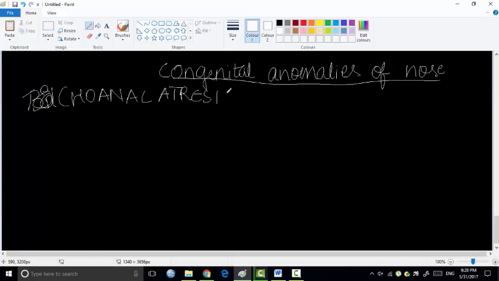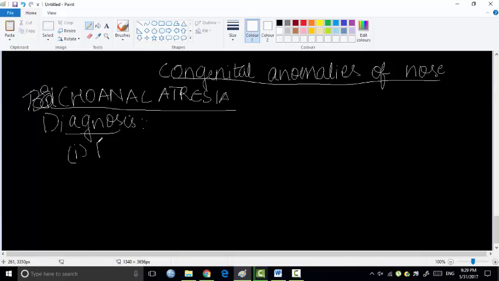First we dealt with symptoms and types, and in the types we dealt with unilateral and then bilateral. So now I would like to discuss the diagnosis of bilateral choanal atresia. So what is the diagnosis? One, probing with catheter.